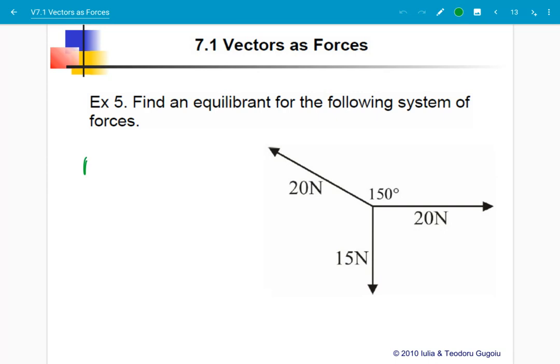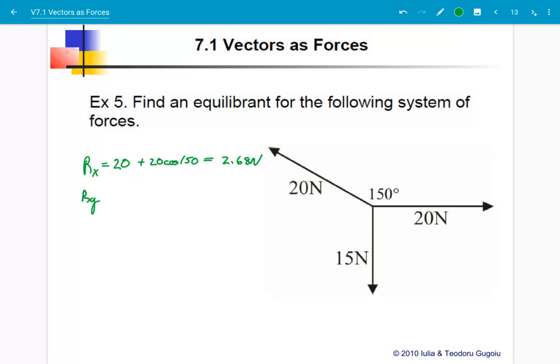So we'll start with Rx, and I'll start with the 20 newtons going straight right. So it's 20 plus 20 cos of 150. I could also do the cos of minus the cos of 30, but this way I don't have to. The 50 newtons straight down is not a concern because there's no left-right component to it. It would be 15 times the cos of 270. The cos of 270 is 0. So this works out to 2.68 newtons.